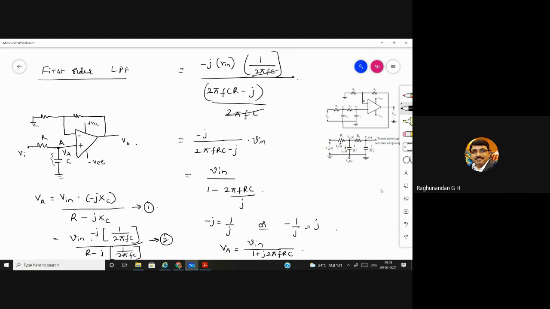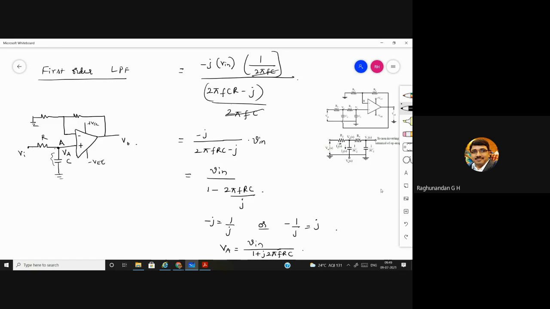What is the equation for the voltage gain? Output voltage by input voltage.